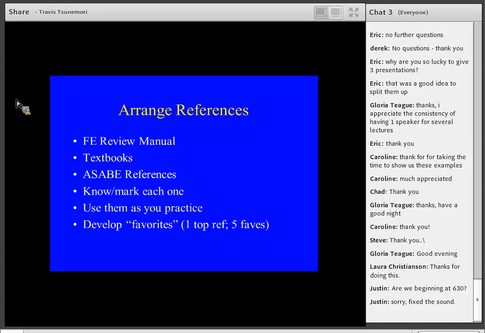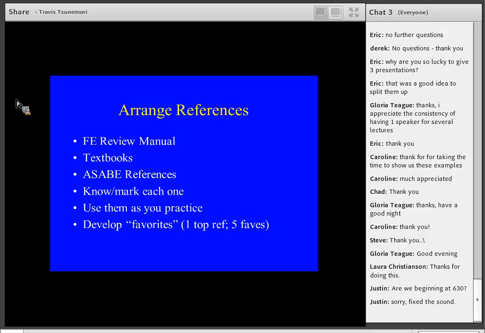Okay? You can use any references you want. The FE review manual, so the FE, not the PE, but the FE, that is the basics. I actually really like that as a reference. It's very basic, but it covers the bases. Textbooks that are relevant to the various areas can be very useful. ASABE references can be very useful, and I'm going to mention a couple of those tonight. And then you need to know where in the reference you can find the answers. So mark them. You can put little tabs in there or whatever so you can find them. And you're probably going to have some favorites.